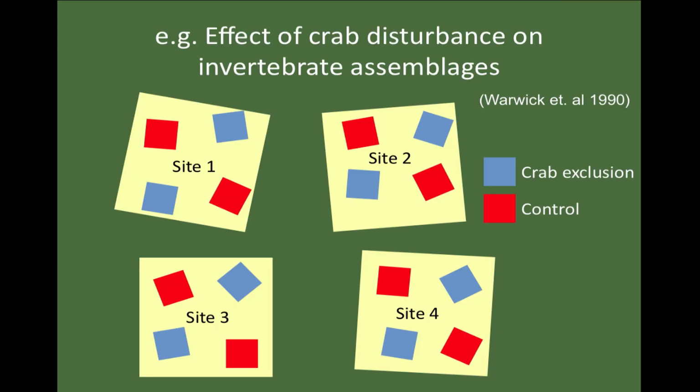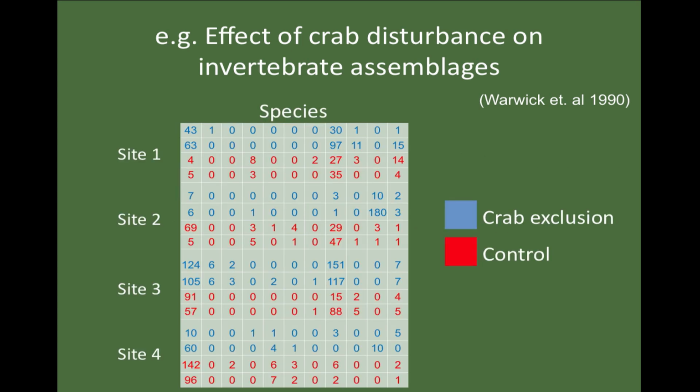So we're looking at the effect of crab disturbance on invertebrate assemblages, for example. There's 4 sites, and at each site there's 2 transects that have crabs excluded using cages and 2 control transects. In each of these transects we record what species occur there and in what numbers, and we store them in a big matrix. Transects go in different rows of the matrix and species go in different columns.